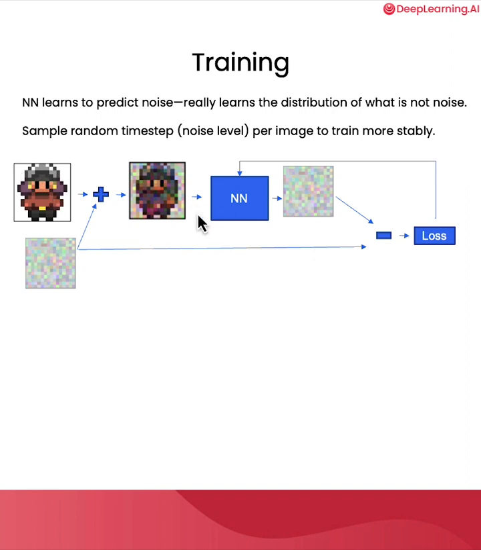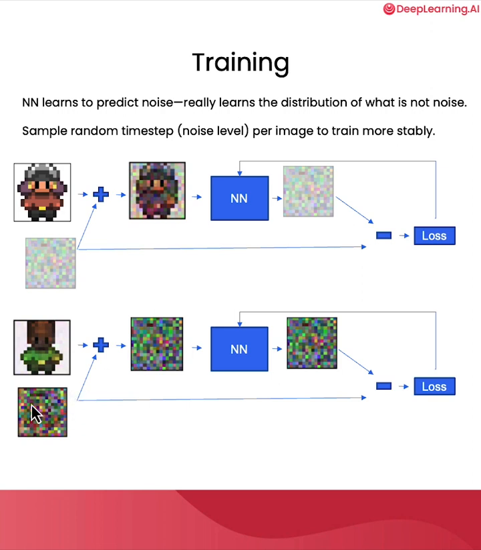We take the next sprite image in our training data. We again sample a random time step, could be totally different like you see here. And then we add it to this sprite image. And again, we have the neural network predict the noise that was added. And this results in a much more stable training scheme.